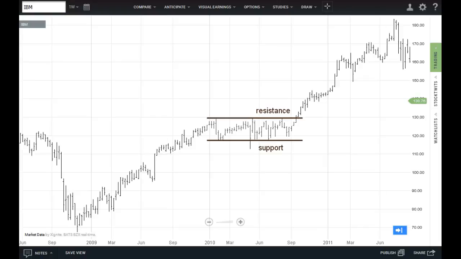Welcome to the video on the basics of support and resistance. Simply stated, support and resistance are respective price levels at which price stops going down or up.